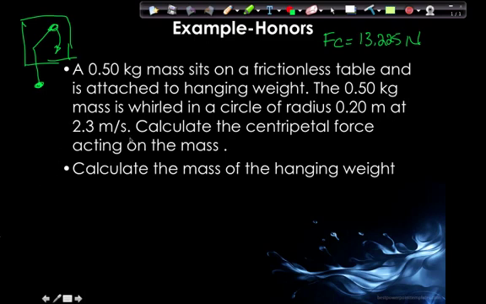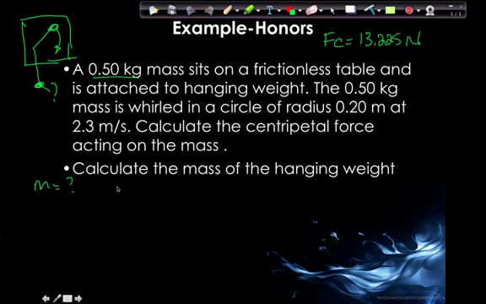And I want to know, so I calculated the centripetal force acting on the mass, so that's not any different with this extra piece of information. But then I want you to calculate the mass of the hanging weight. Okay, so I know the mass of the swinging weight, or the one moving in a circle, is 0.5. I need to know the mass of this weight.